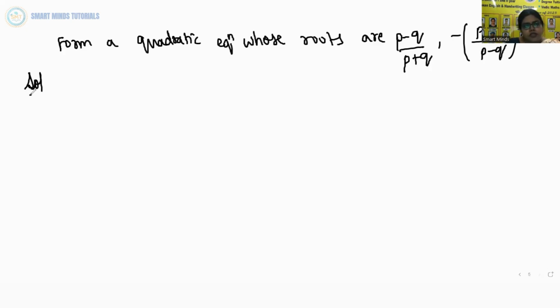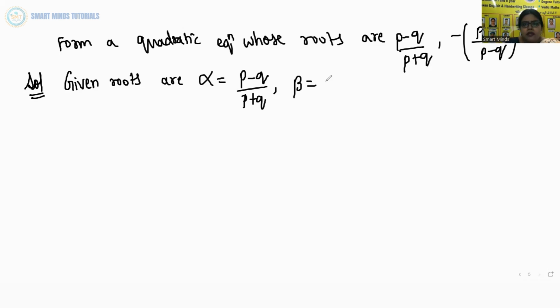So this is the question. Form a quadratic equation whose roots are (p minus q) by (p plus q) and minus of (p plus q) by (p minus q). So first let us write the given roots. Here itself we will write alpha is equal to (p minus q) by (p plus q) and beta is minus of (p plus q) by (p minus q).